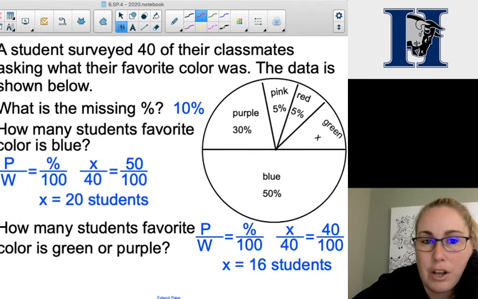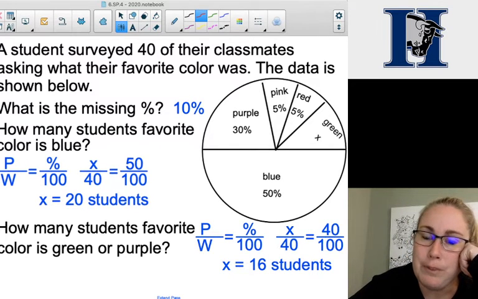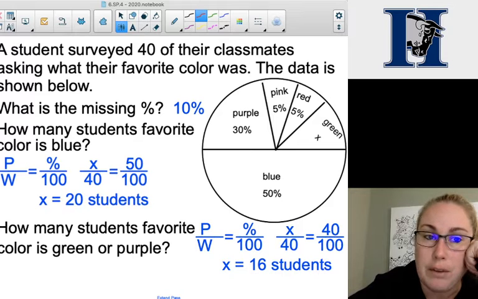Next section on your notes is another example. Let's look at this circle graph really quickly before we even read it. I see percents in my circle graph. Blue is 50%. Must be talking about favorite colors because everybody loves blue because I love blue. 50% blue, 30% purple, 5% pink, 5% red, and we're not sure about green. So let's see if this problem needs us to solve for green or not. I don't know. Let's check it out.